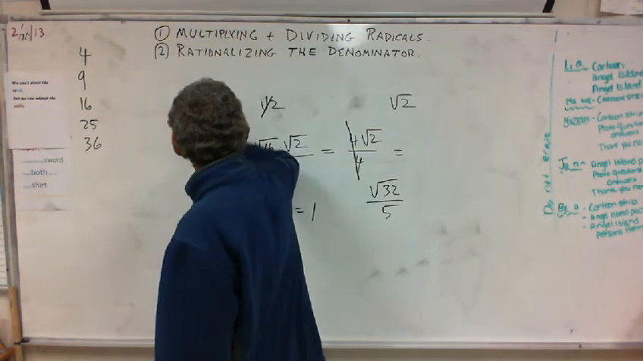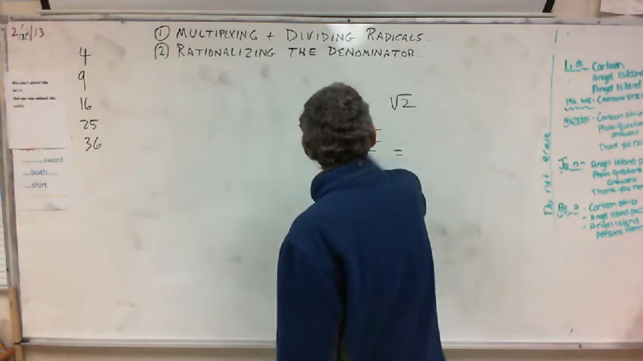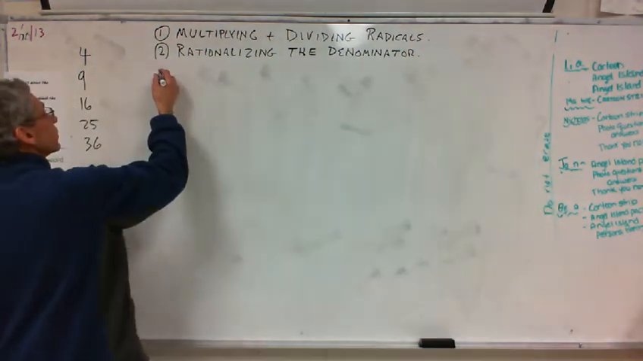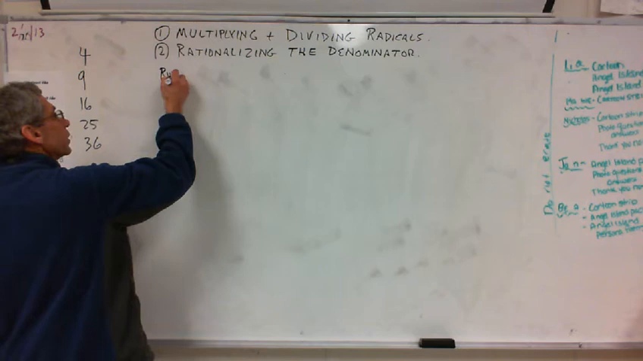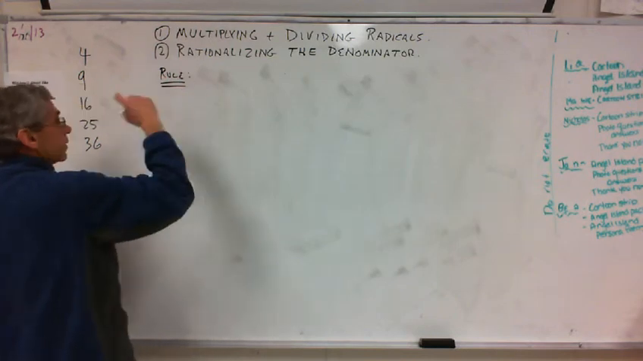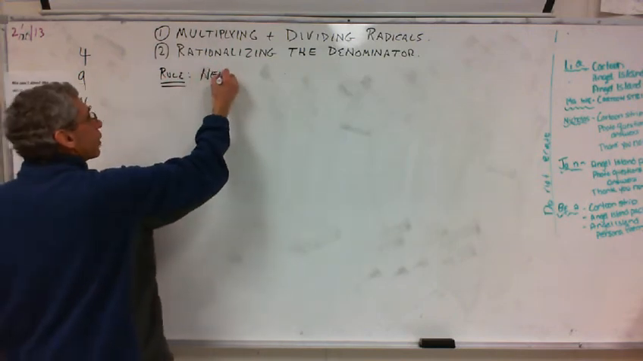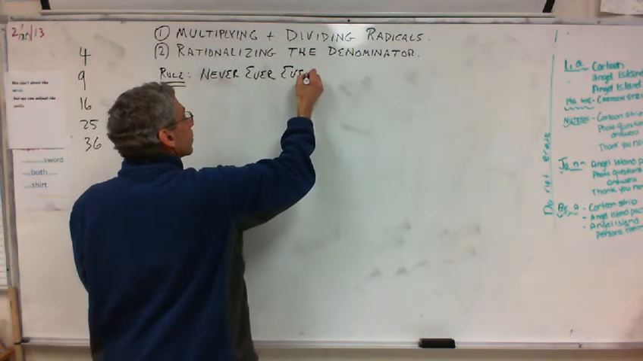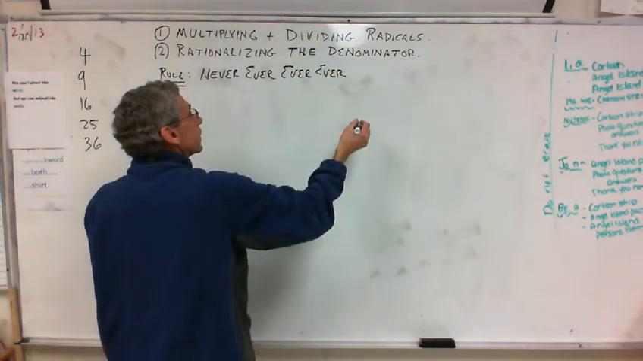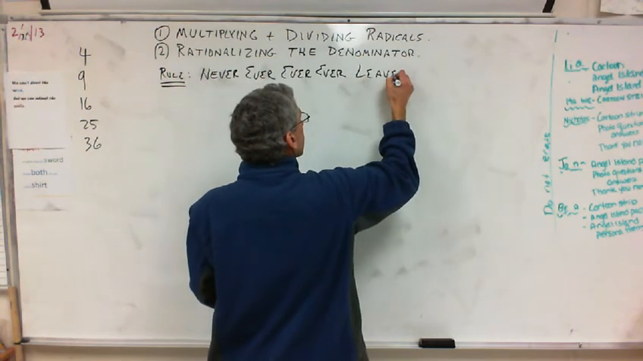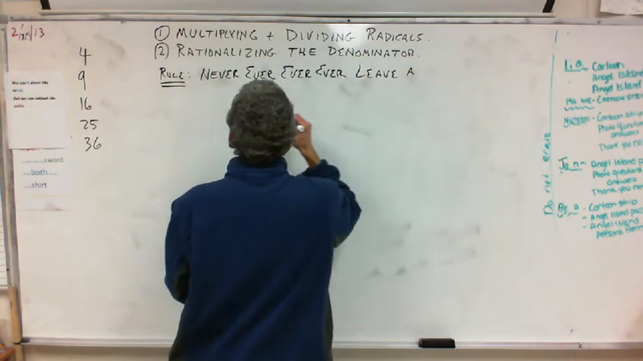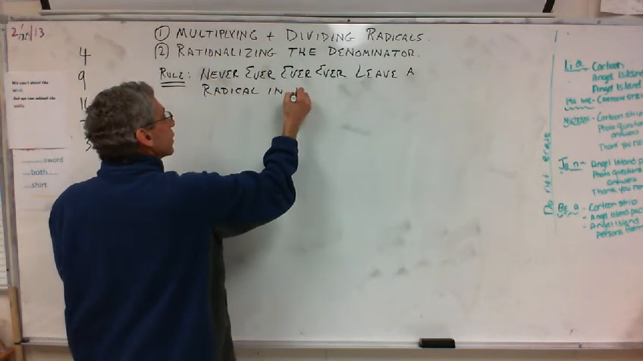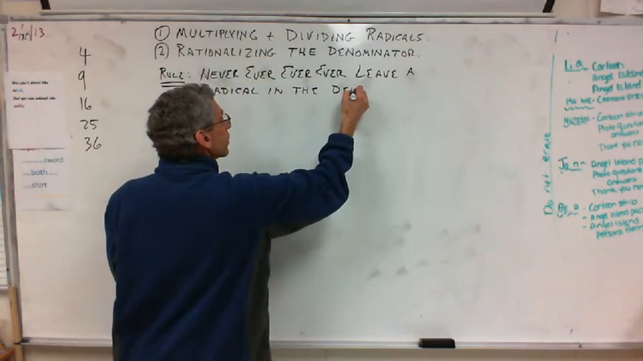There is a rule in algebra. I don't know what it's called, but it's a rule. And it says, never, ever, ever, ever leave a radical in the denominator. You know this rule?